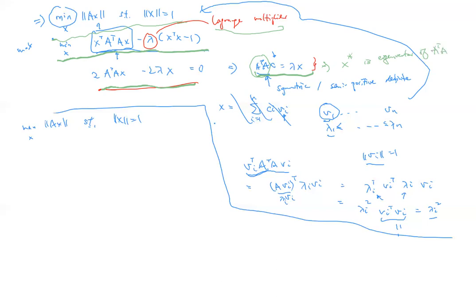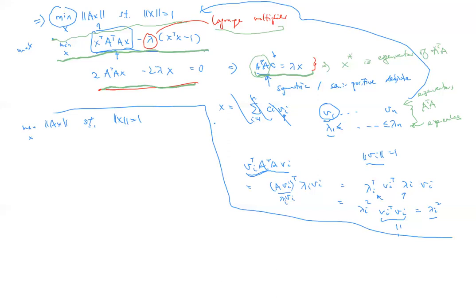Now let's say these are the eigenvectors of A transpose A, and these are the corresponding eigenvalues. I have lambda 1 less than or equal to, up to lambda n here. So the eigenvector is V1 with eigenvalue lambda 1, and so on and so forth. I just sorted the eigenvalues in ascending order.